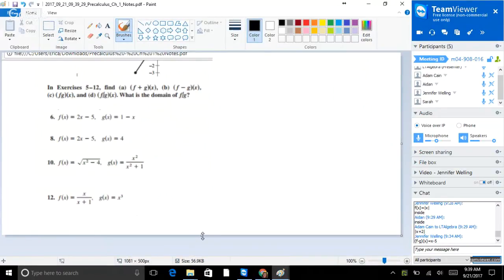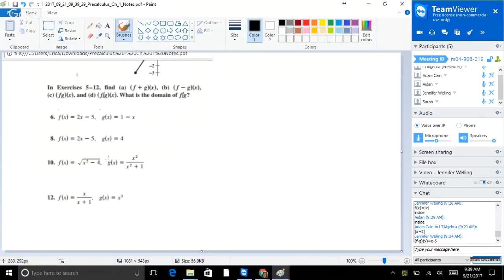All right, so this is basically what we were doing before. They're giving us some functions, f of x and g of x, and they want us to find what the function is when you add them together, subtract them, multiply them, or divide them, all of those fun things. And then they want us to tell what the domain of f of g is. We'll talk about why they ask that question as well.